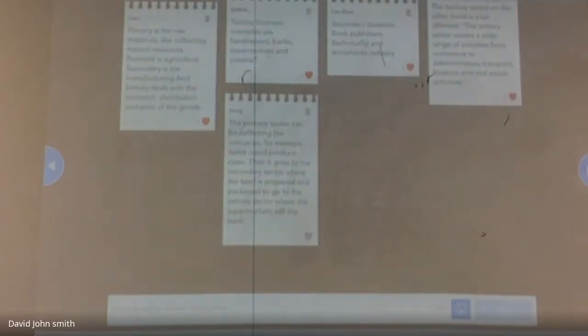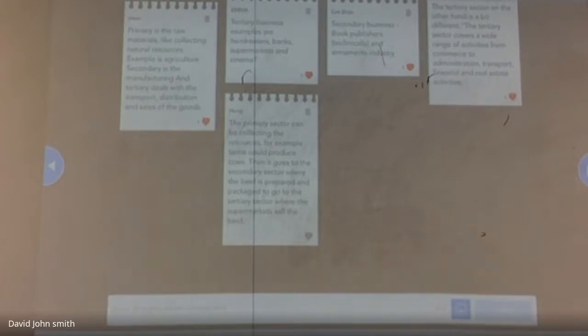Good work, Iman. Yes, Emma, good examples. Yes, you'd say the cinema as well. Yeah. Book publishers, yeah, okay. Yes, it does. Well done. That's really good, huh?